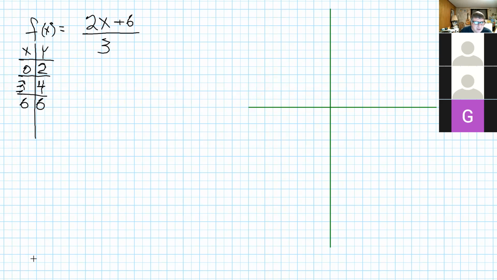All right, so now I'm going to plot those points. So let's see, (0, 2), it's right there, right? (3, 4) is right there. And (6, 6), I guess I should put a scale on here, though who knows whether that's going to work nicely. Well, I guess it's behaving at the moment. (6, 6) is right there. Okay. Did those 3 points line up? Yes, they do.